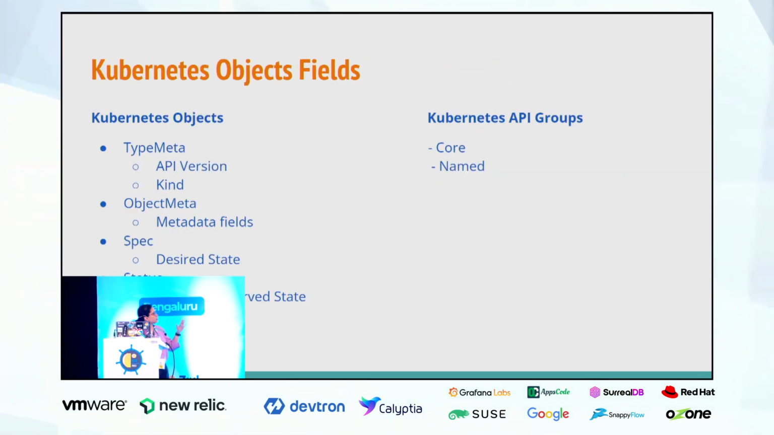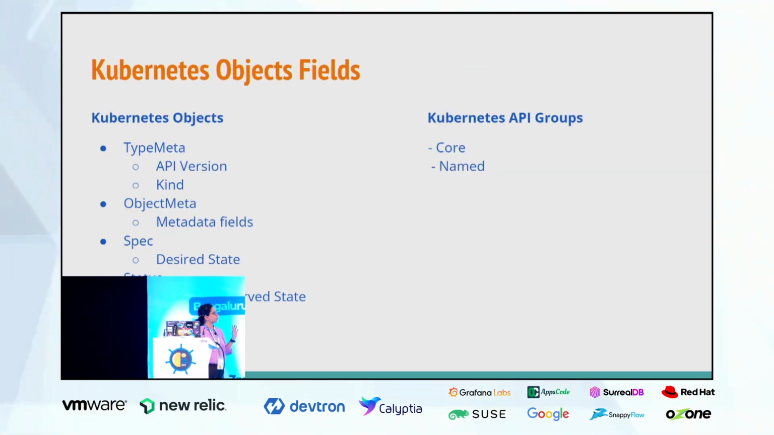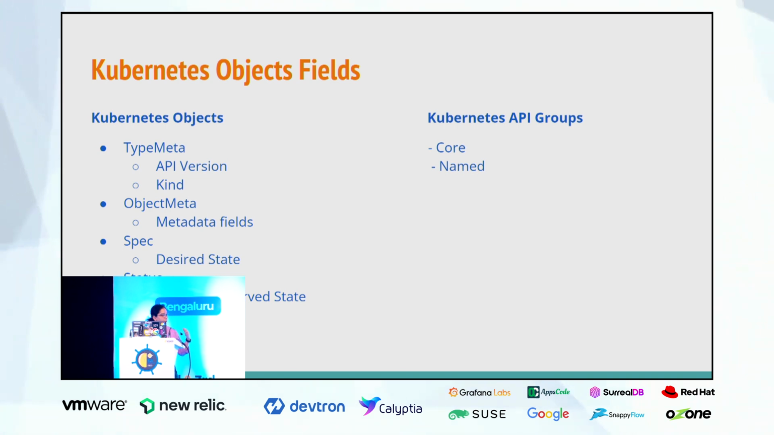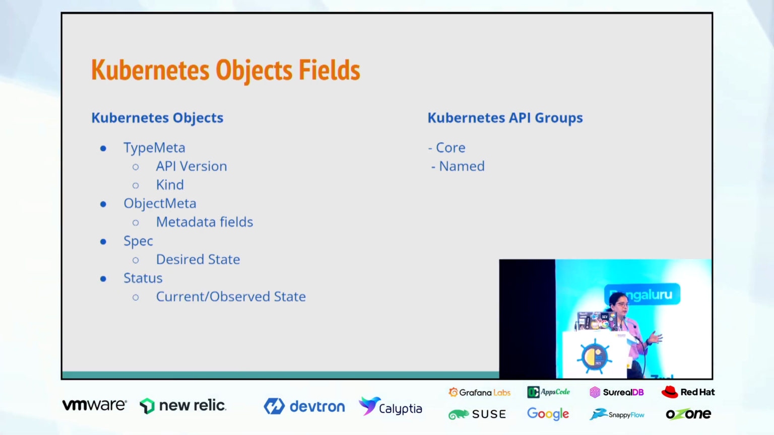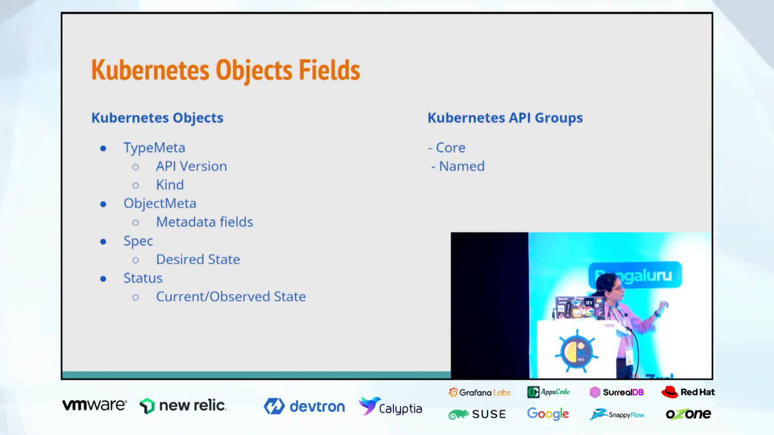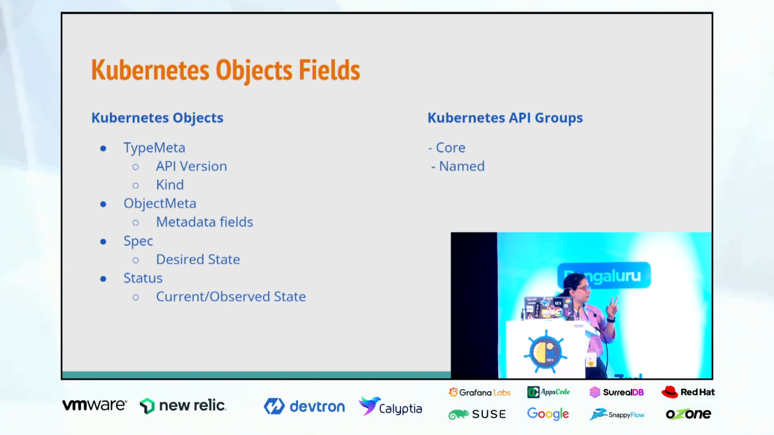So this is how your Kubernetes object fields look. First we have to specify the object API version, what kind of object we are going to build. And inside metadata, we specify some metadata fields like name, labels, namespace, and all these things. The last two are very important, which help in maintaining our desired state equal to the current state.